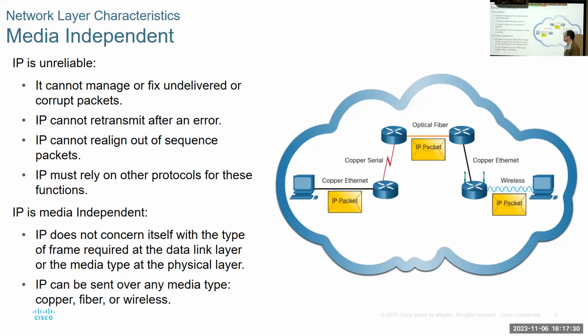But IP is unreliable in the sense that there's no fixing of problems. If packets don't arrive, if they get dropped, if there's errors in them, they get tossed, with no automatic resend and no indication to the sender that there's a problem. That's why you have the upper layers, to take care of situations like that. All right, we talked about media independence.